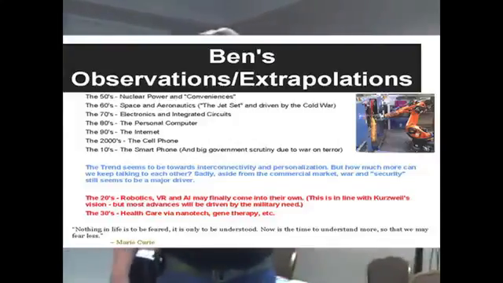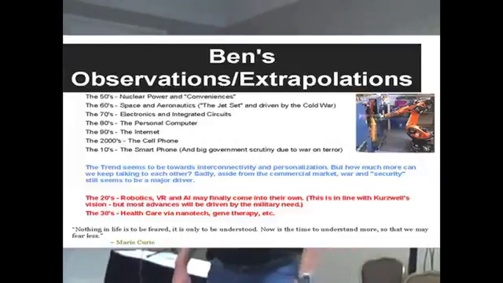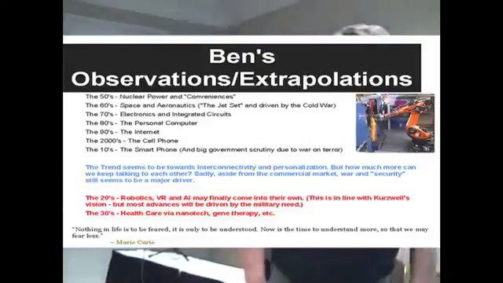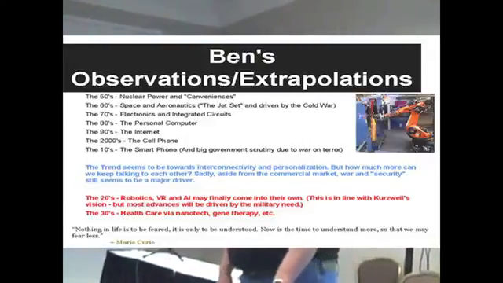I love the quote from Marie Curie. Nothing in life is to be feared, only understood. Now's the time to understand more so that we may fear less. You know, I don't think the robots are anything to be afraid of.